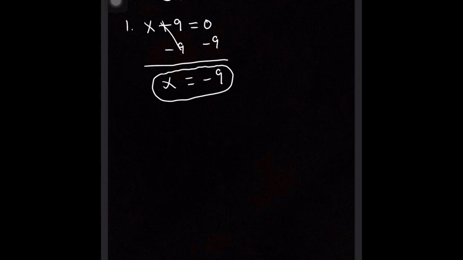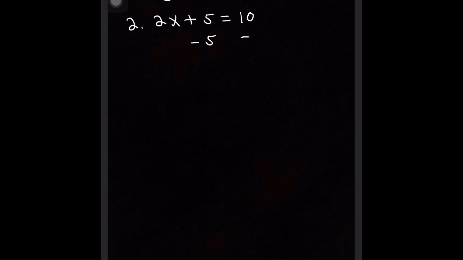So I'm going to erase. Okay, let's do, all right, number 2. We're going to do 2x plus 5 equals 10. Okay, so look, we've got to get x by itself, all right? And so what we're first going to do is subtract 5 from both sides, okay?